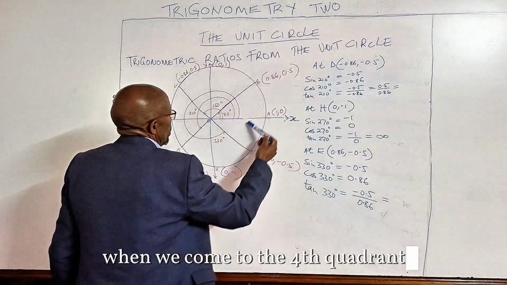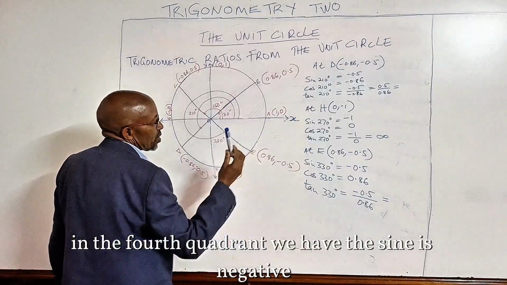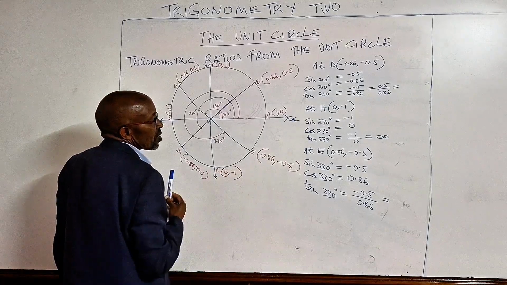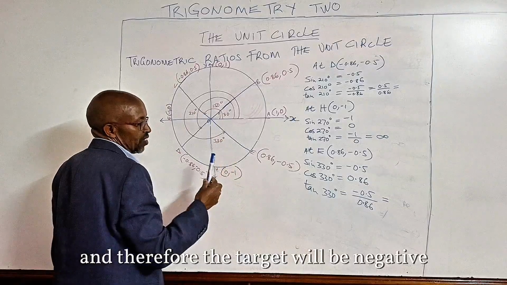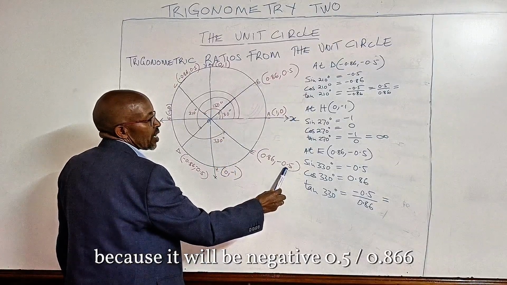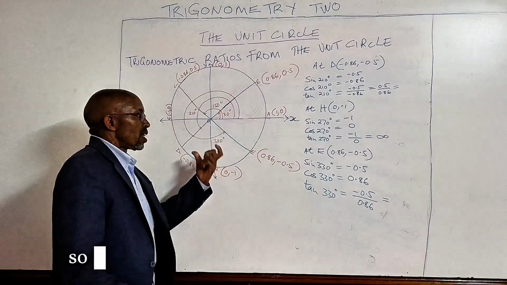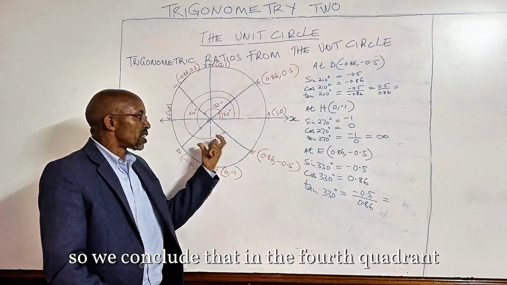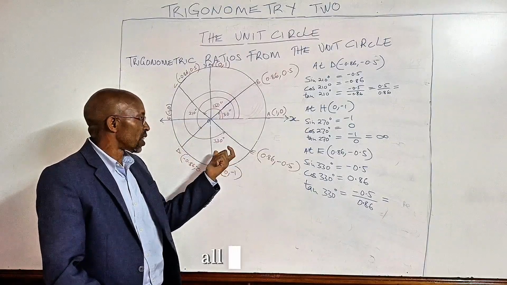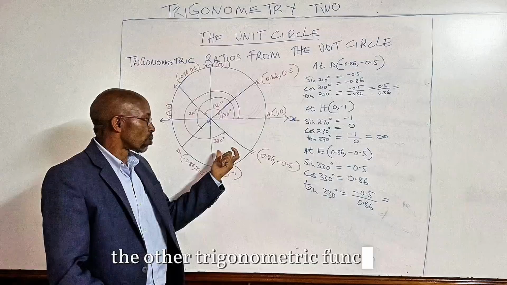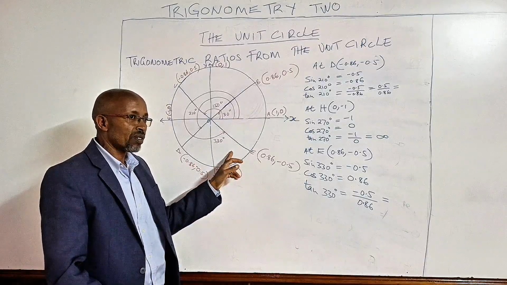When we come to the fourth quadrant, we have the sine is negative, the cosine is positive, and therefore the tangent will be negative, because it will be negative 0.5 divided by 0.866, which is equal to a negative answer. So we conclude that in the fourth quadrant, only the cosine is positive. All the other trigonometric ratios, that is the sine and the tangent, are negative.